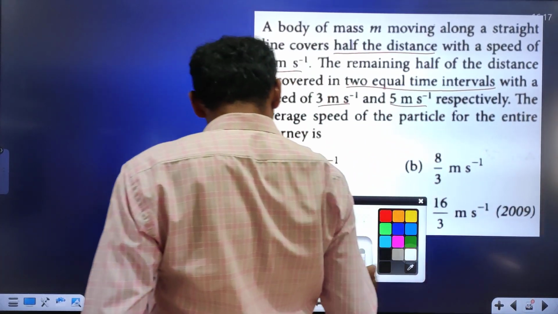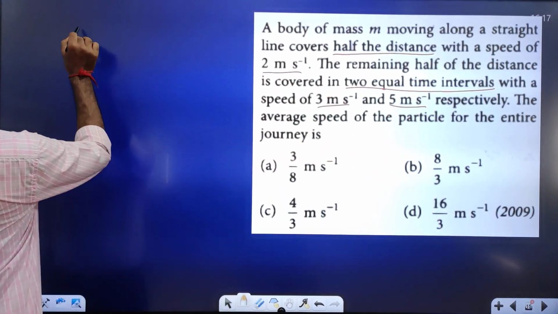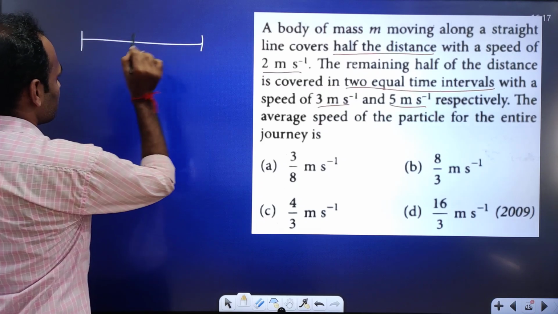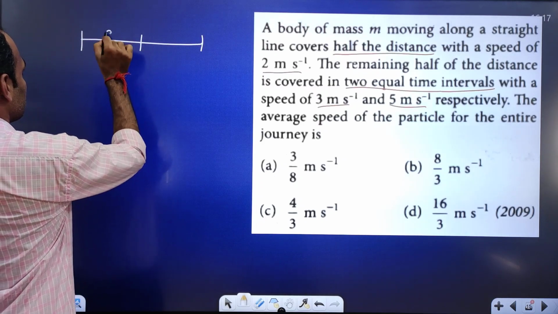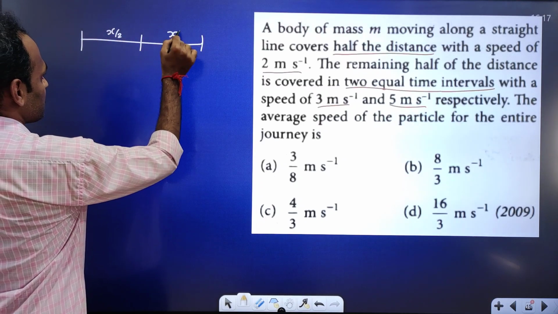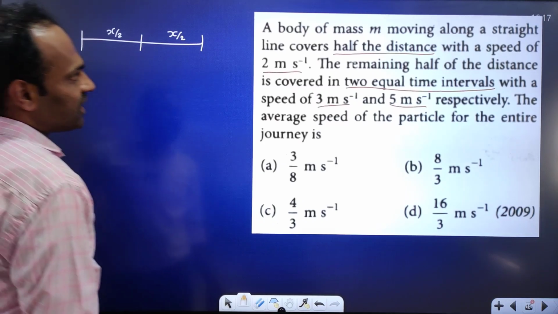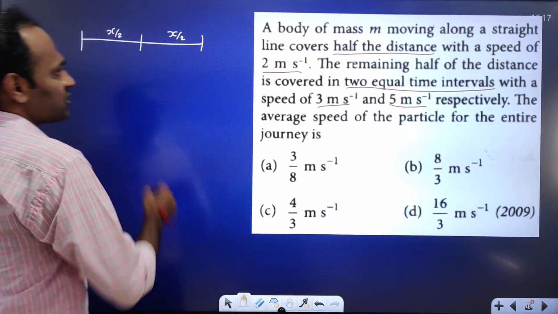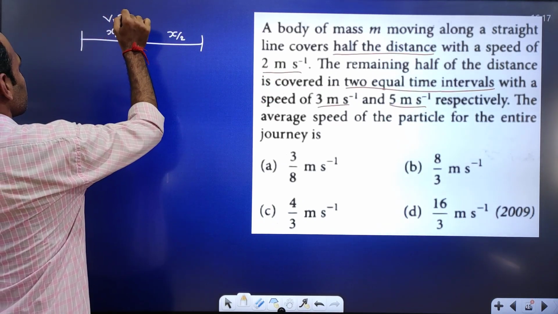Okay, see here it is a little different. See, if this is the total distance, this is first half distance. This is first half distance, this is the next half distance. First half distance, it is traveling with a speed of 2 meter per second.